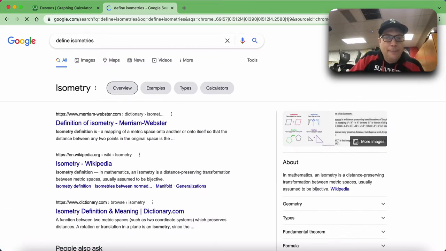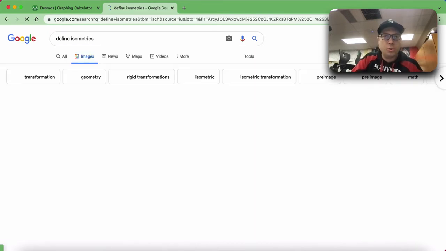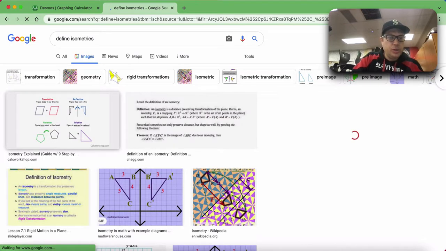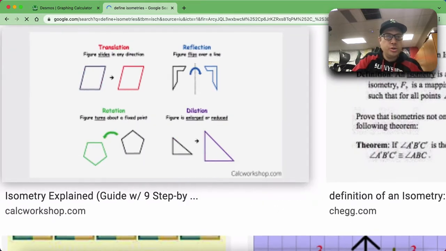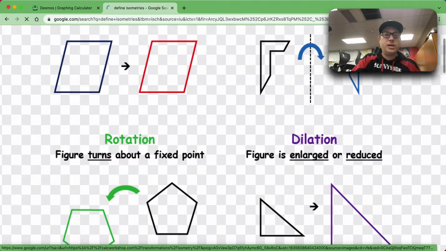Isometry. It's a mapping of a metric space onto another or onto itself so that the distance between any two points in the original space is the... Well, I ran out of definitions, but take a look over here. I opened up a Google image. Zoom. A translation is an isometry. The image over here moved over there, and it's the exact same size.